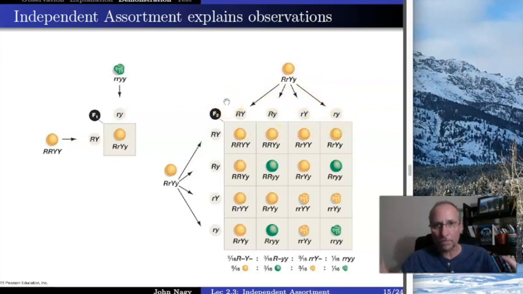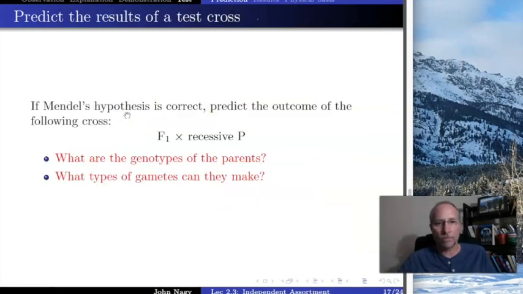What about the little r, little r, little y, little y? Well, again, we've been through that as well. It can only make 1 little r, 1 little y in the gamete. So the gametes coming out of this parent have to be little r, little y. That's the only thing that can happen. There can be no randomness associated with that. Okay? So now let's do a Punnett square.